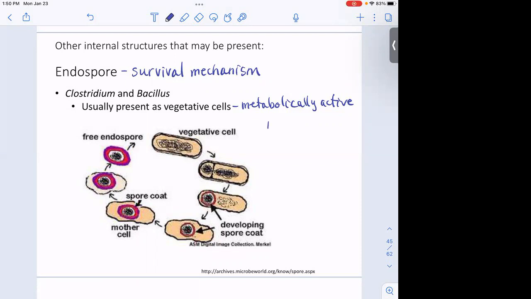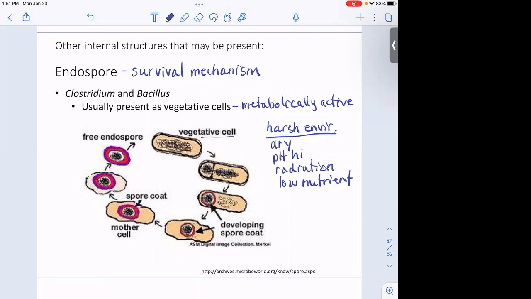Some kind of harsh environment might be a dry environment. It might be where the pH is too high or too low. It might be exposure to radiation like ultraviolet light. Here's a big one, low nutrient availability. Those are all just some examples. There are many more harsh environments, like temperature swings, especially too hot a temperature. But when that environment is encountered, that can cause the vegetative cell to start to sporulate.